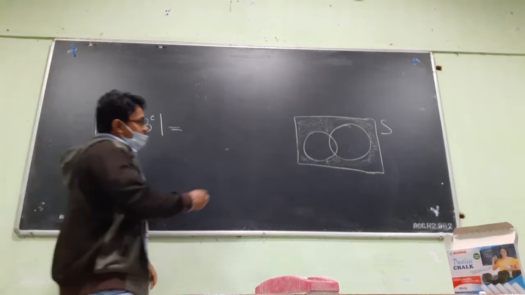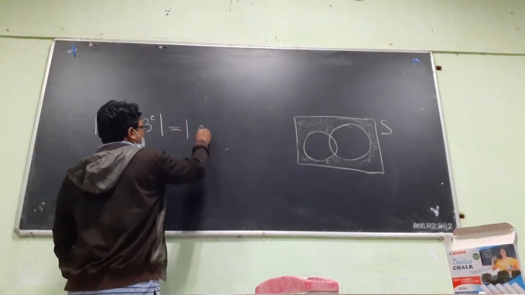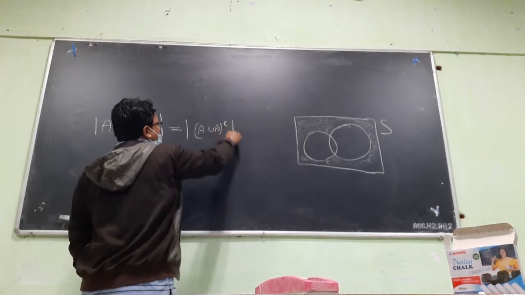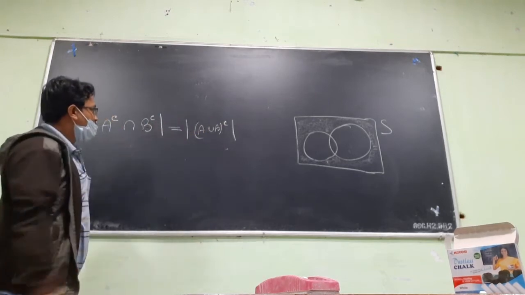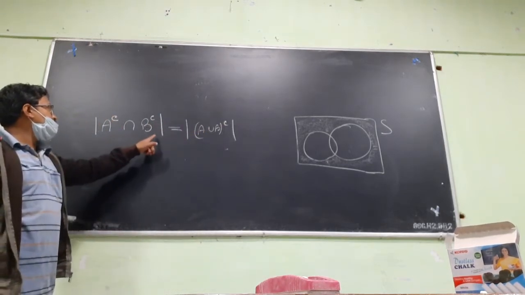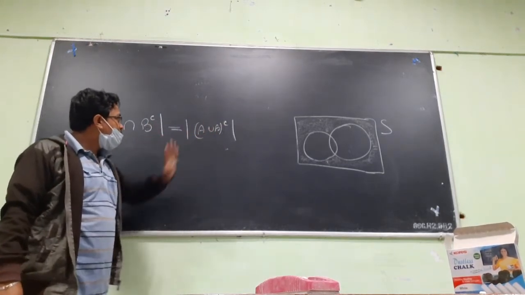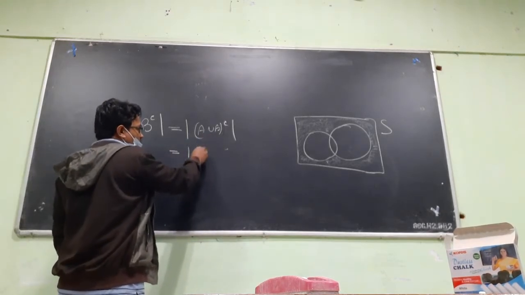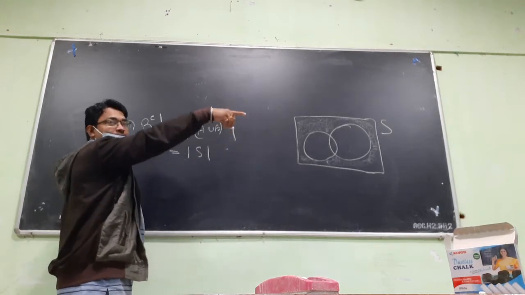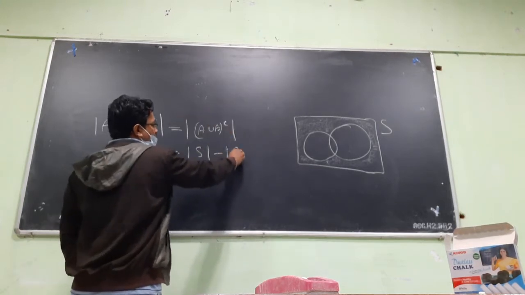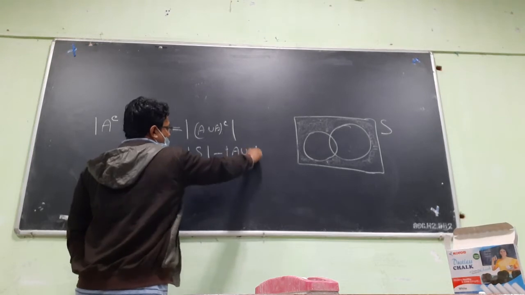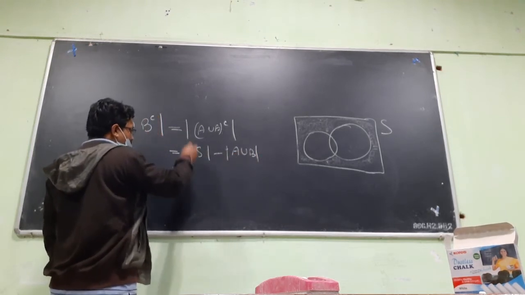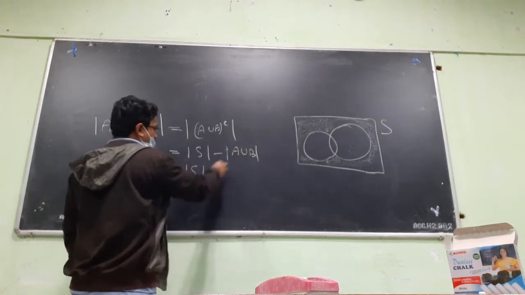So we can also write this as A union B full complement. This is called De Morgan's law. A complement intersection B complement is the same as A union B full complement. So the number of elements of this set will be the total number of elements, that is the number of elements in S minus the number of elements in A union B. This is what we were discussing as per our Venn diagram concept.